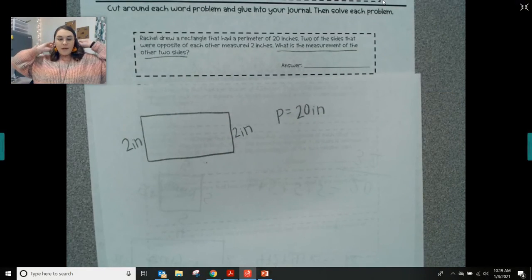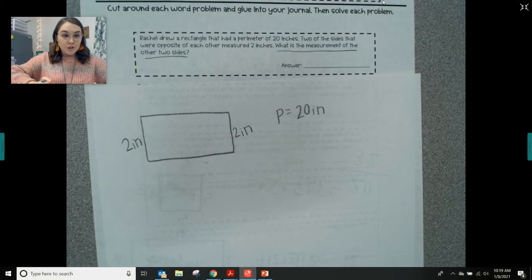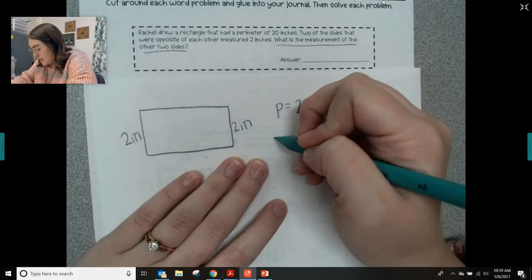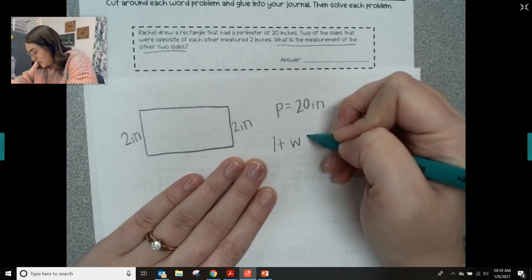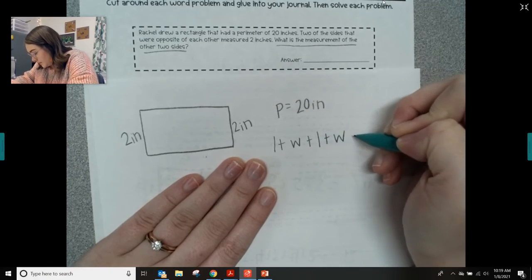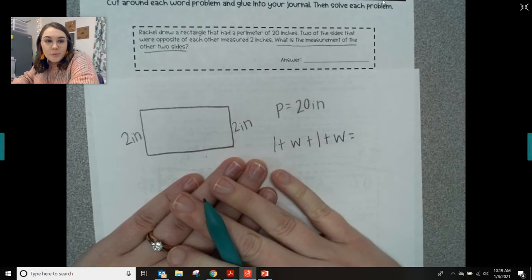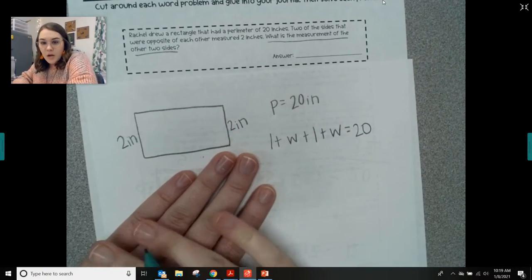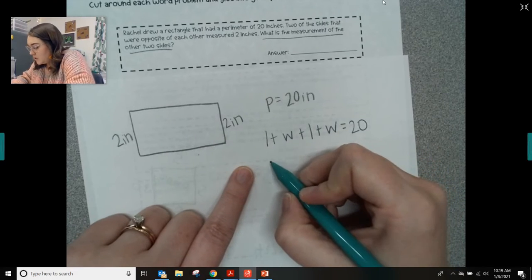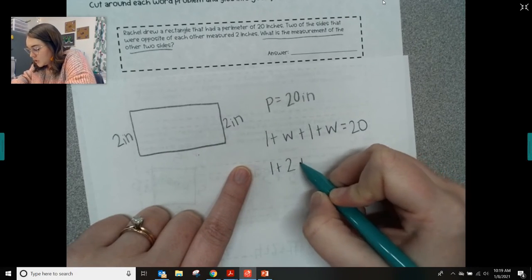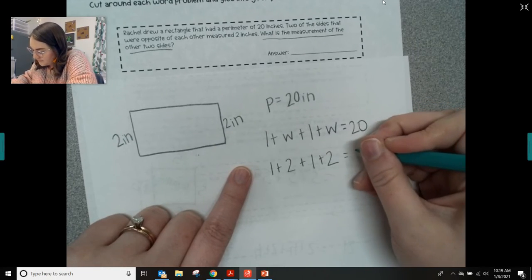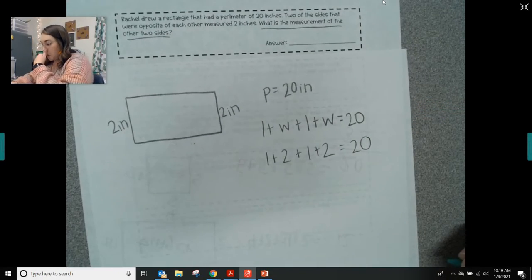Okay, how am I going to do this? What I'm first going to do is I'm going to write out my formula. So length plus width plus length plus width equals, and guess what? Since we know the perimeter, I'm just going to go ahead and put 20 here, because I know that. Okay, so they give us the width, right? So we've got to figure out length plus 2 plus length plus 2. We've got to figure out 2 of these lengths, right? What am I going to do?